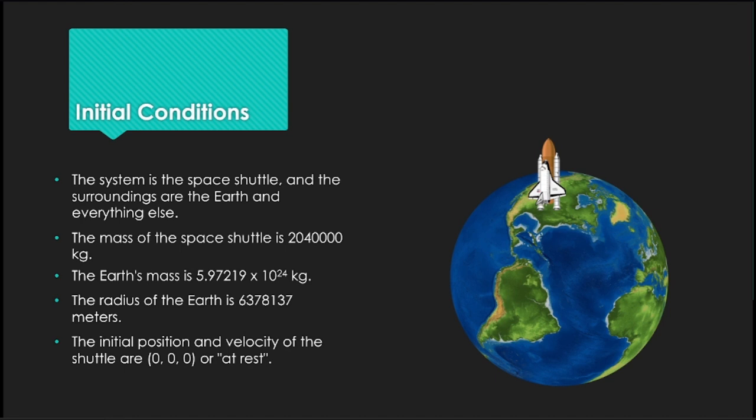Initial conditions. The system is the space shuttle and the surroundings are Earth and everything else. The mass of the space shuttle is 2,040,000 kilograms. The Earth's mass is 5.97 times 10 to the 24th kilograms. The radius of the Earth is 6,378,137 meters. The initial position and velocity of the shuttle are 0, 0, 0, or at rest.